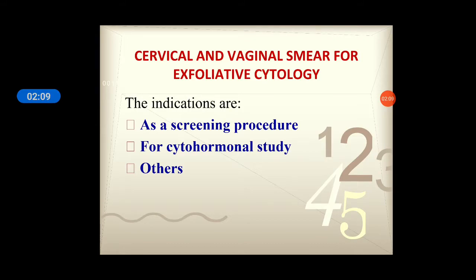One use is in screening. Another is for cytohormonal study. Cytohormonal study means the effect of certain hormones. As you know, the female hormones vary in different phases of the menstrual cycle, and they also vary in different ages. So to study the effect of different hormones over the cells, we also need to go for the cytological examination. Then for other purposes also it is needed.